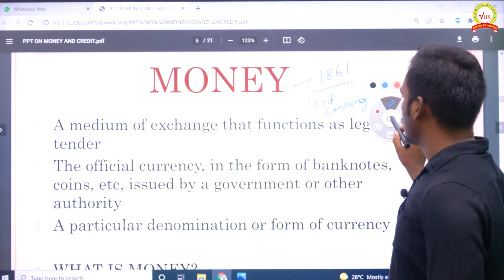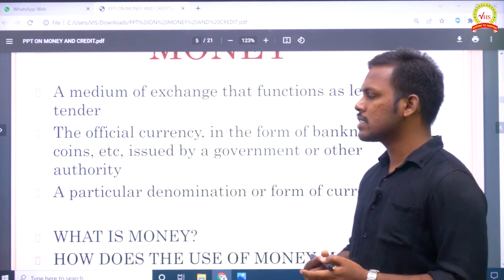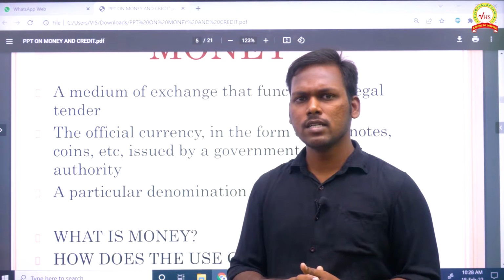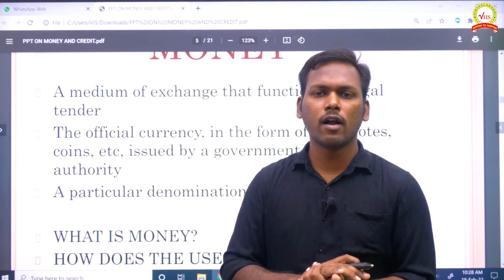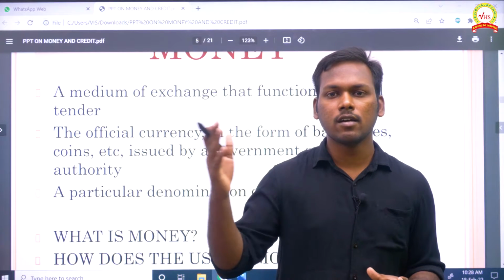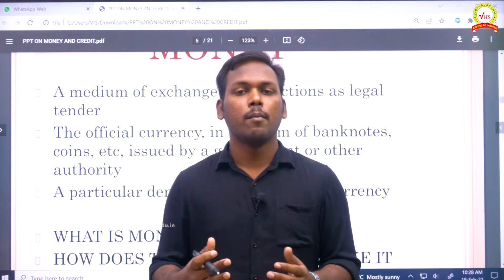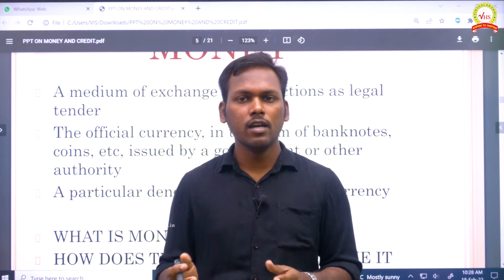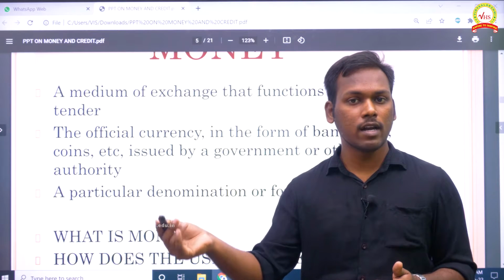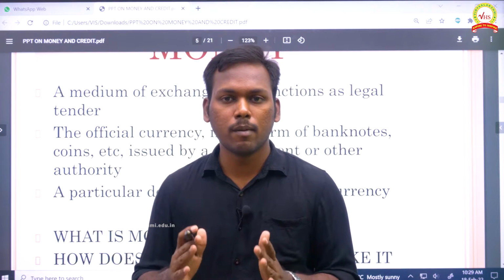And a medium of exchange. Now we can see that money acts as a medium of exchange that functions as legal tender. So why is money accepted? Because it eliminates the double coincidence of wants. In the example we have seen, the shoe manufacturer and the farmer faced such a problem, right? Because they may not have a double coincidence of wants. But when we start using money, we need not bother about what other people want, whether he likes it or not. Money eliminates the double coincidence of wants.